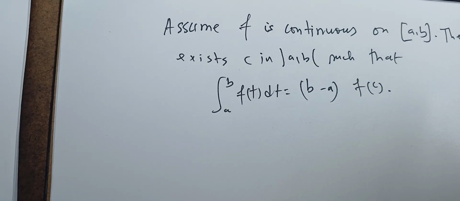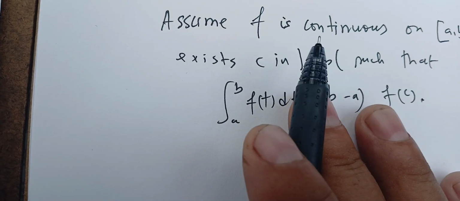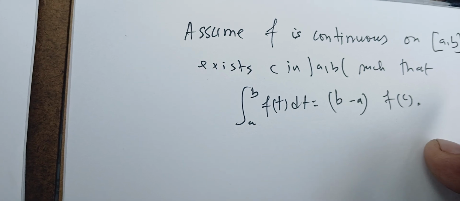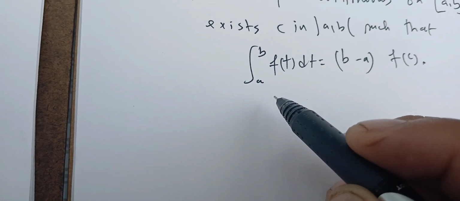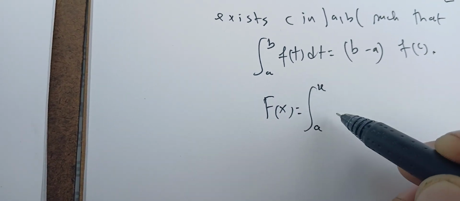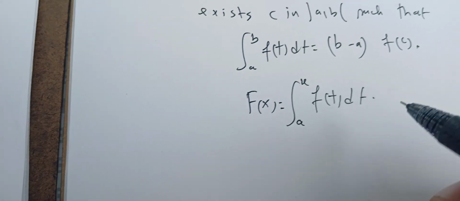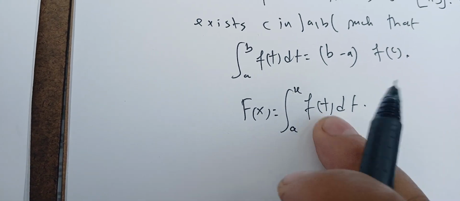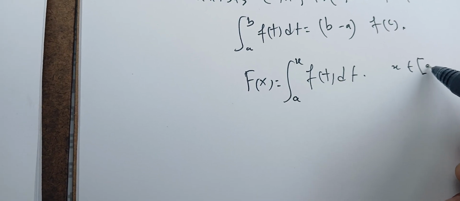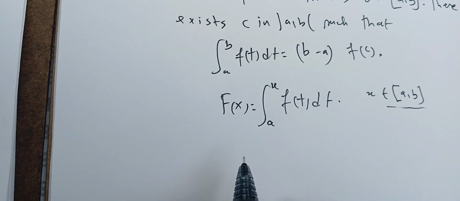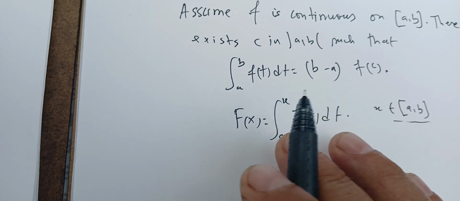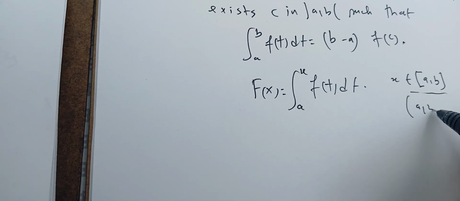Okay, let's prove this one. To prove this, we're going to use the mean value theorem for derivatives. To do that, we're going to define, let's call it F of x, as the integral between a and x of f of t dt. f is continuous. This is our condition, and x is in this interval [a, b]. In this case, our function is continuous and differentiable on this interval.